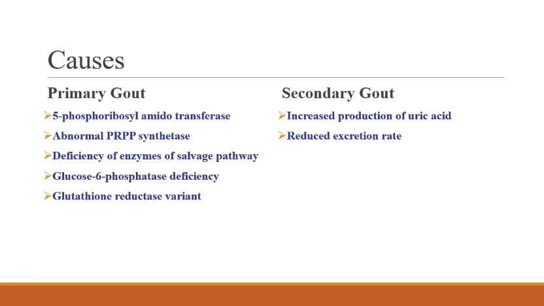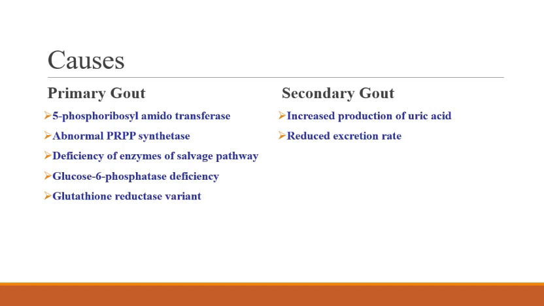Then the causes of secondary gout, which include both increased production of uric acid and reduced excretion rate. Increased production of uric acid may be due to enhanced turnover rate of nucleic acids as seen in the following causes. Rapidly growing malignant tissues, for example leukemia, lymphomas, polycythemia. Increased tissue breakdown after treatment of large malignant tumors. Increased tissue damage due to trauma and raised rate of catabolism as in starvation.